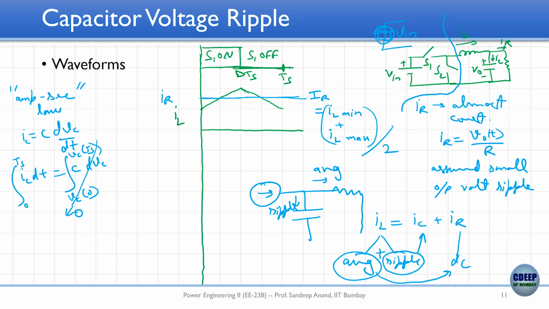Correct? So it's exactly in the middle. This is the average value. How would you find the average of a triangle? Max plus min by 2. Is that okay? Alright. Can you draw IC now?